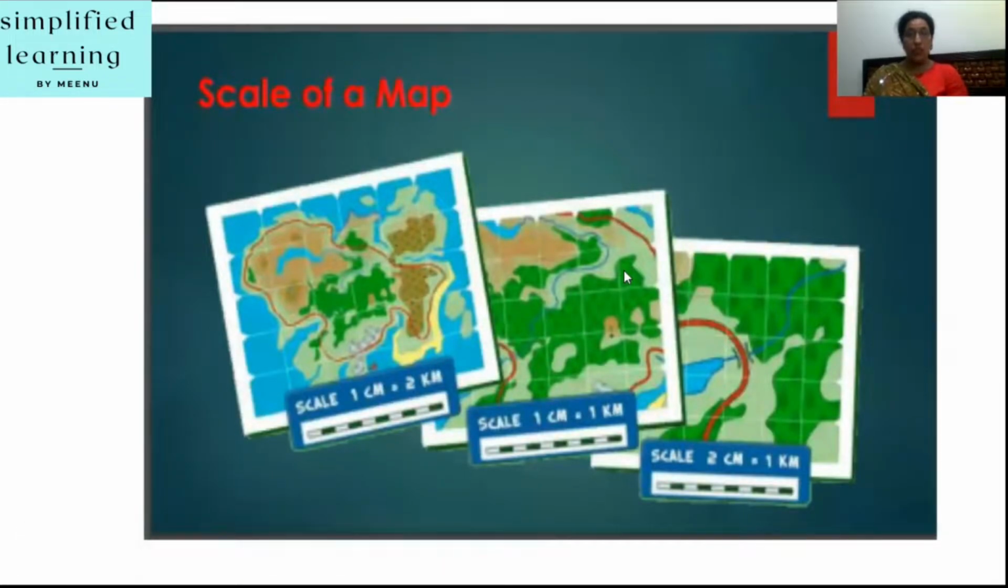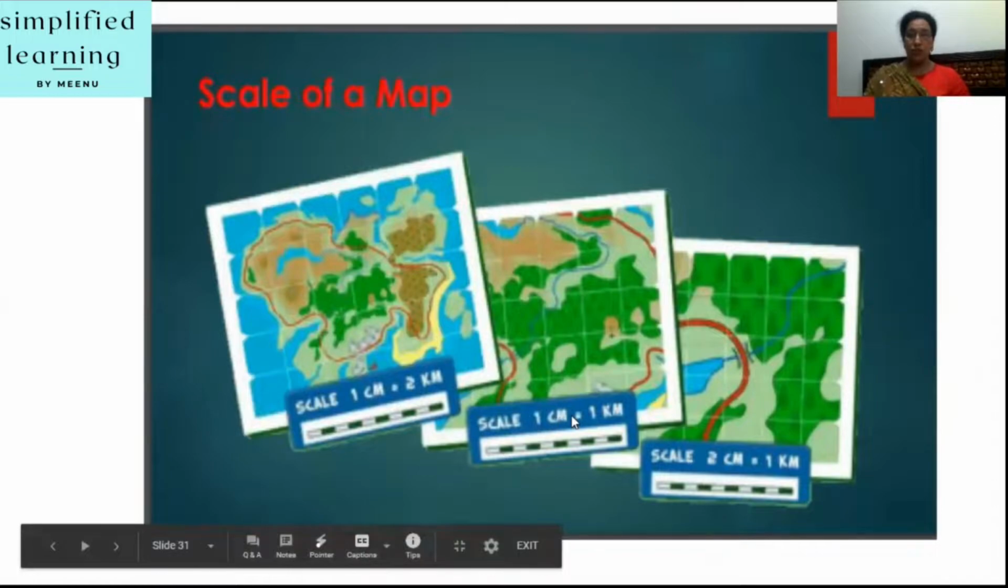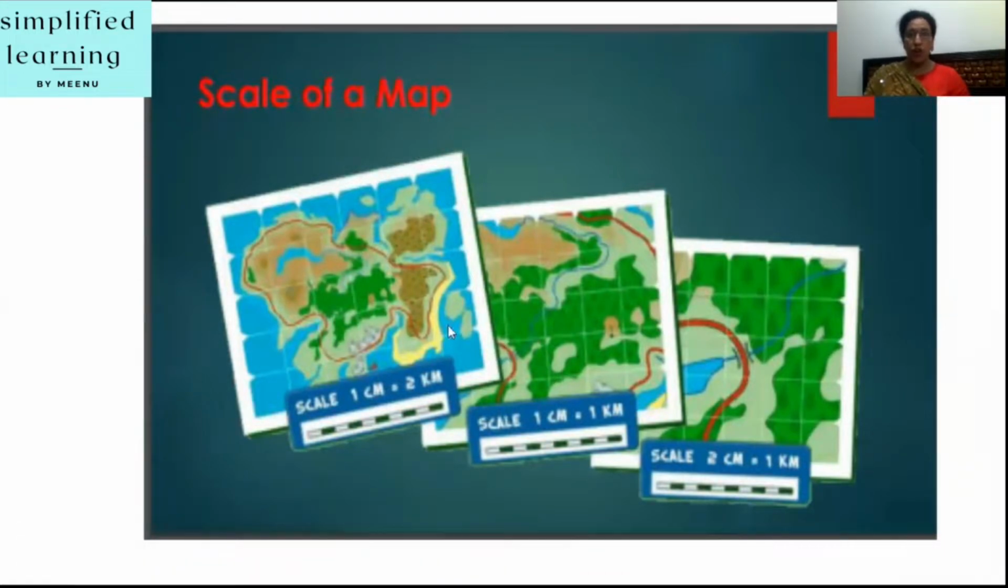This scale is stated in words. The units are usually mentioned in this type of scale. For example, 1 centimeter is equal to 2 kilometers in this map. Another scale is 1 centimeter is equal to 1 kilometer. Here, the scale is 2 centimeter is equal to 1 kilometer. So you can see three different verbal scale statements are given depending upon the areas.